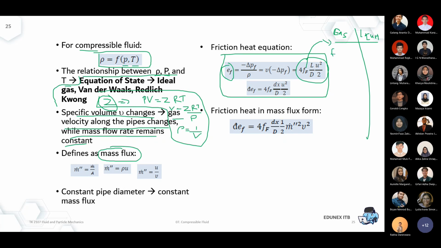So in gas, F will change. Why? Because the Reynolds number changes. For liquid, F will be more or less the same. It changed because of the Re, because the density changes. L per D, that's a constant, that's not a problem. But U squared is another problem over here, because the U changes.